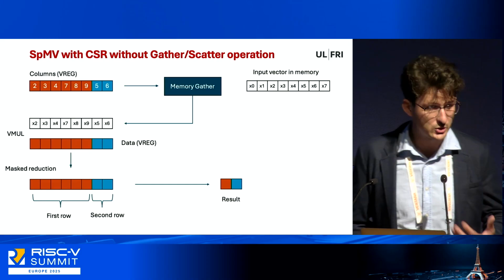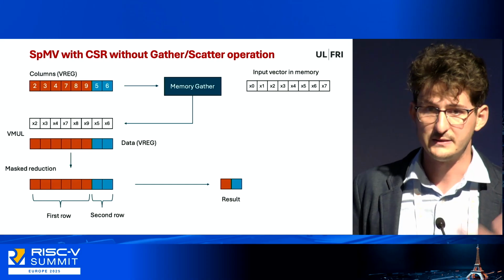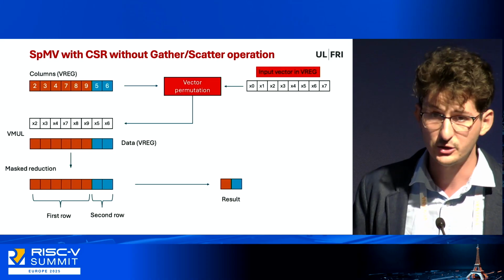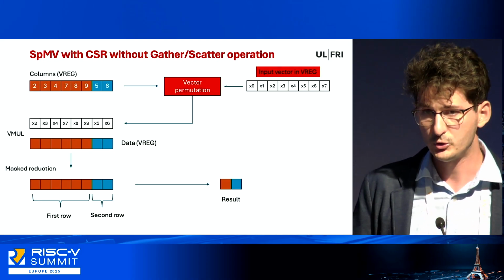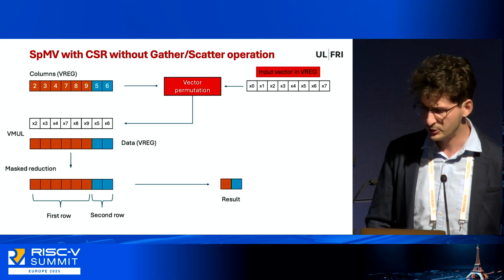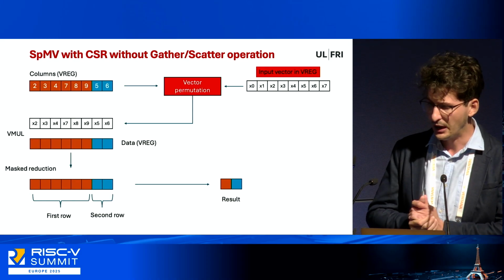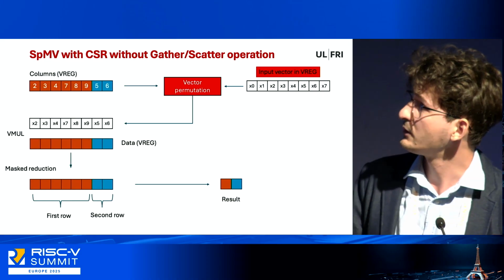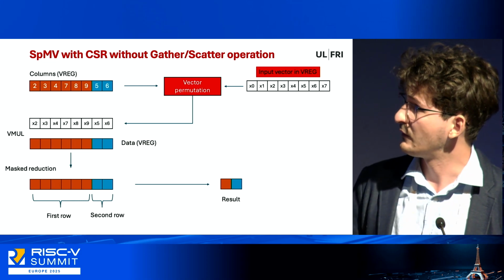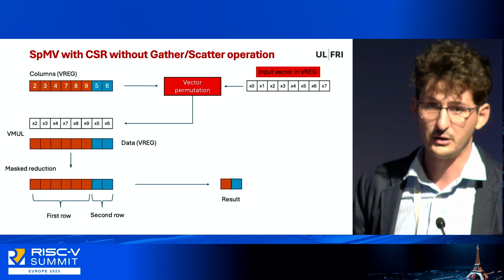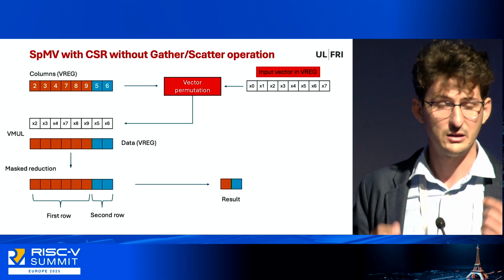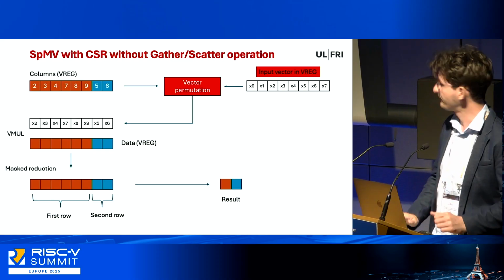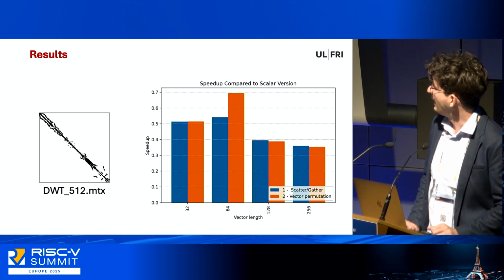Now, the second approach that we wanted to employ is that instead of the memory gather operation, we rely on vector permutation. We want to see how the vector shuffling inside Vitruvius works. So we are collecting the input vector in regular fashion and leaving the vector unit to shuffle the elements.